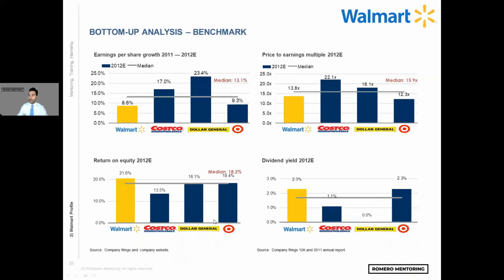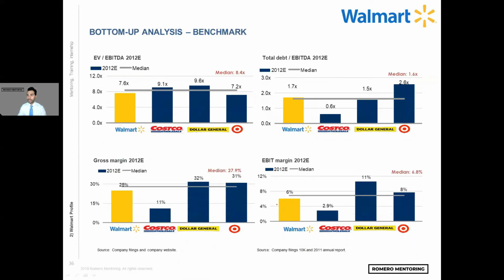Here is a bottom-up analysis benchmark. In other words, looking at their main competition. And what are we looking at? Well, we're looking at earnings growth. We can see here that Dollar General is one of the competitors, and it has the highest earnings growth. Return on equity. We also have PE multiples, and we also have dividend yields.